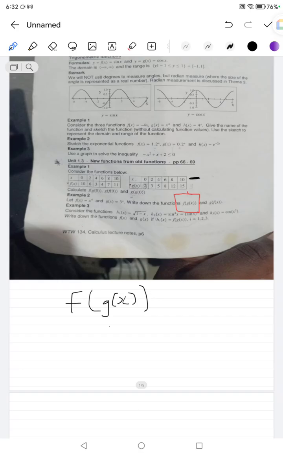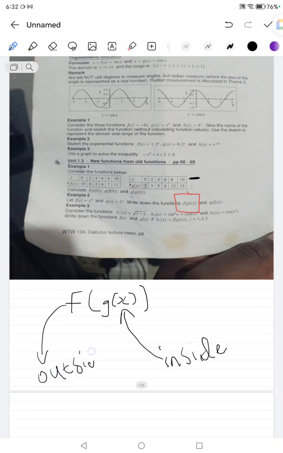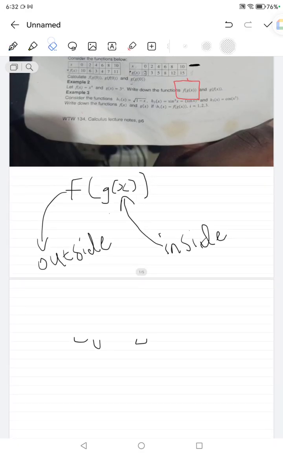So now what does this mean? It means this one is just going to be the one that is going to go inside the other one. So now your g of x is the one on the inside, then the other one is going to be on the outside. Your g of x is basically the one function that's going inside the other one.